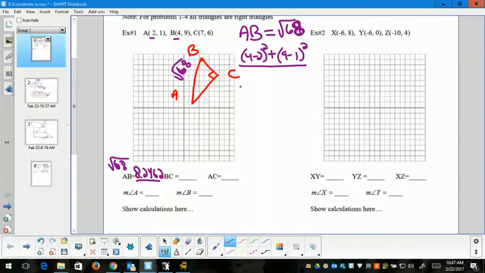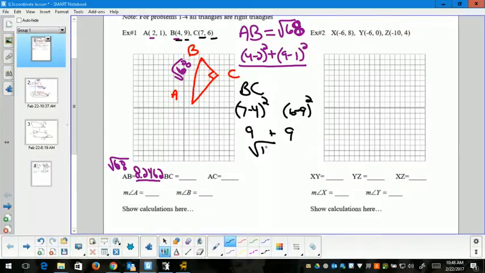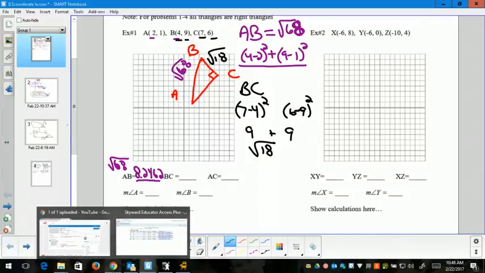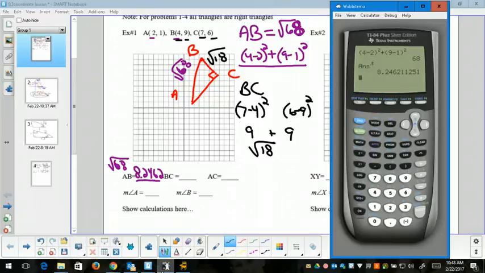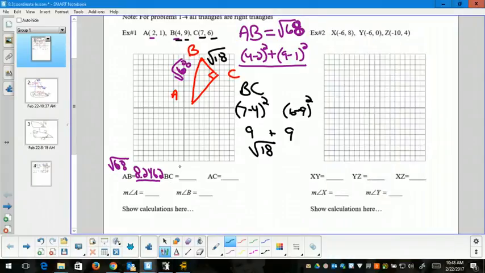BC. I'm going to do 7 minus 4 and square that. I'm going to do 6 minus 9 and square that. Add the two together, take the square root. BC is the square root of 18 in simplest radical form. That would be 3 square roots of 2. Or, rounding out, 4.2426.